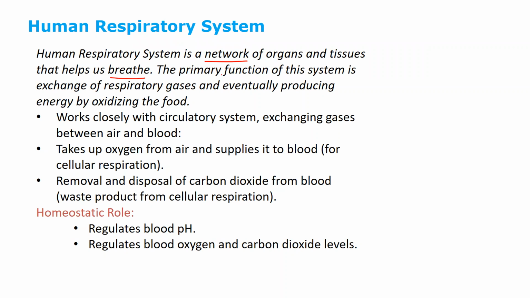The primary function of the respiratory system is the exchange of the respiratory gases, and eventually it ends up with the cellular respiration where energy is produced. That's very clear. It works closely with the circulatory system, takes up oxygen from air and supplies it to blood, and also removes the carbon dioxide that is produced during cellular respiration. So it regulates blood pH. It also regulates blood oxygen and carbon dioxide levels.